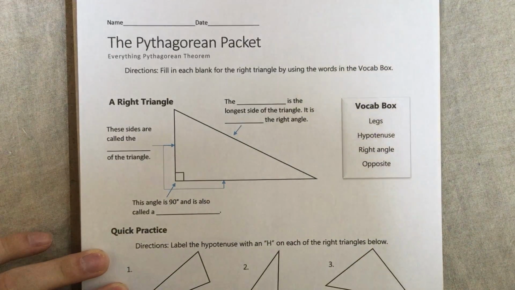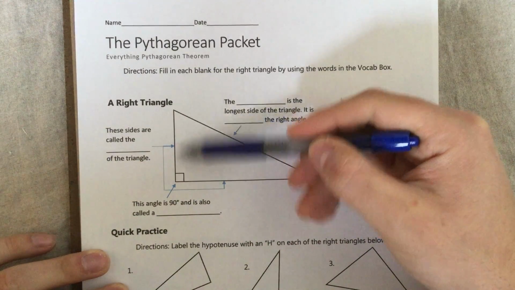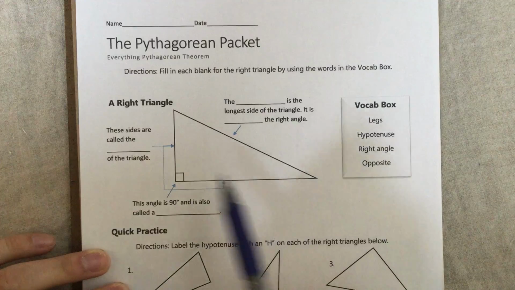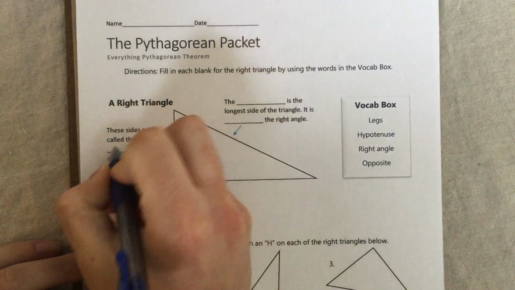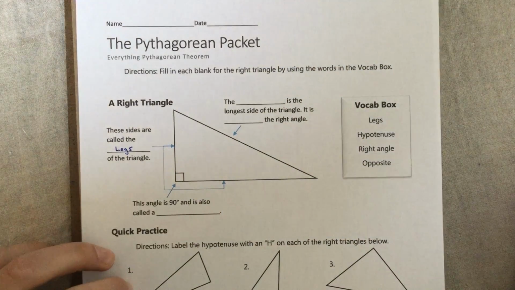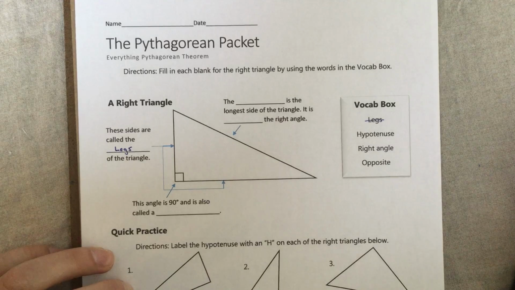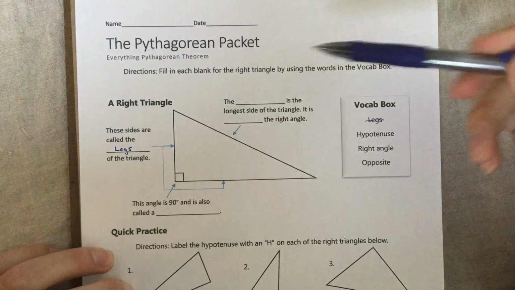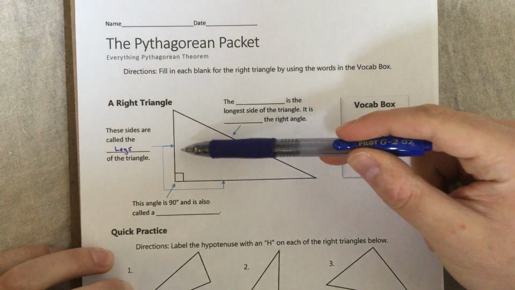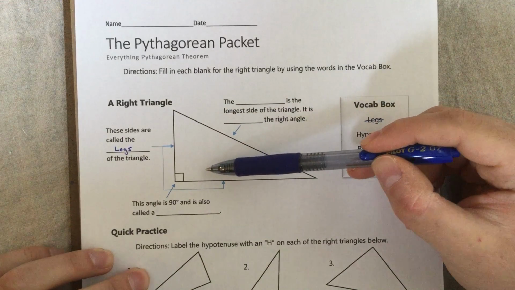The first thing I'm going to look at is actually this term right here. It's looking at this side length and this side length. These sides are called the legs of the triangle. All right, so legs of the triangle. How do I know those are the legs? Well, in a right triangle, you have two legs, and those legs are not across from the right angle.